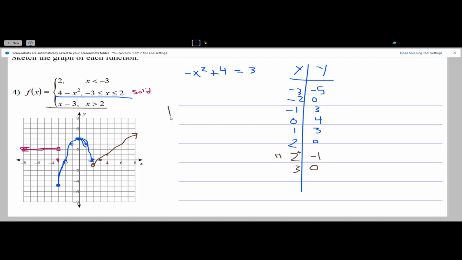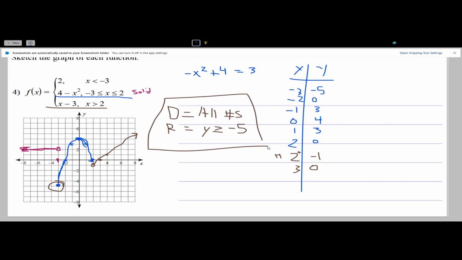I put in everything else. So let's talk domain and range. Once again, domain, everything works, so all real numbers. Whereas range is a problem. Obviously this line that's going upwards will basically use all the numbers going up. So this guy right here is my lowest point that it can ever get, which is at negative 5. So y is greater than or equal to, since that's a solid dot this time, negative 5. There we go.